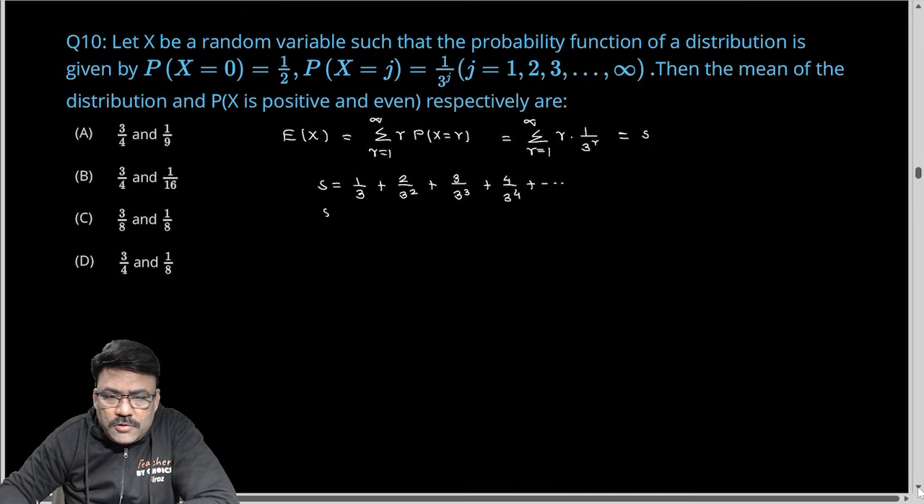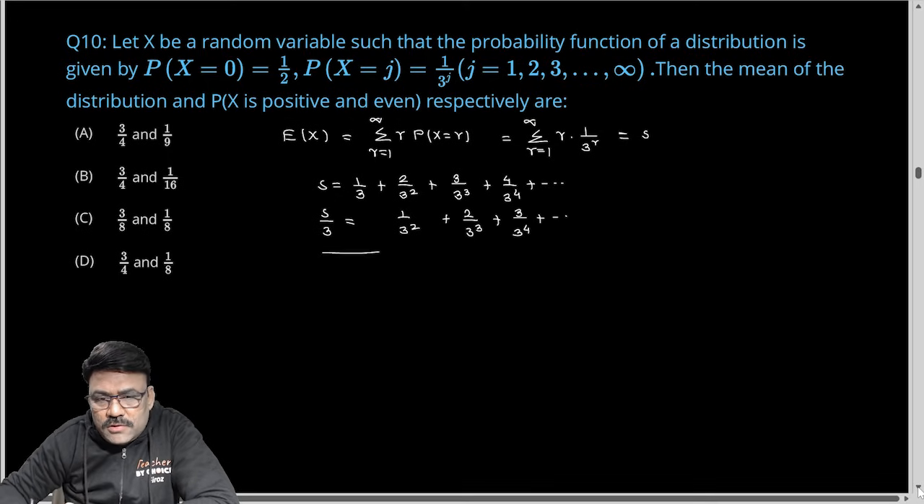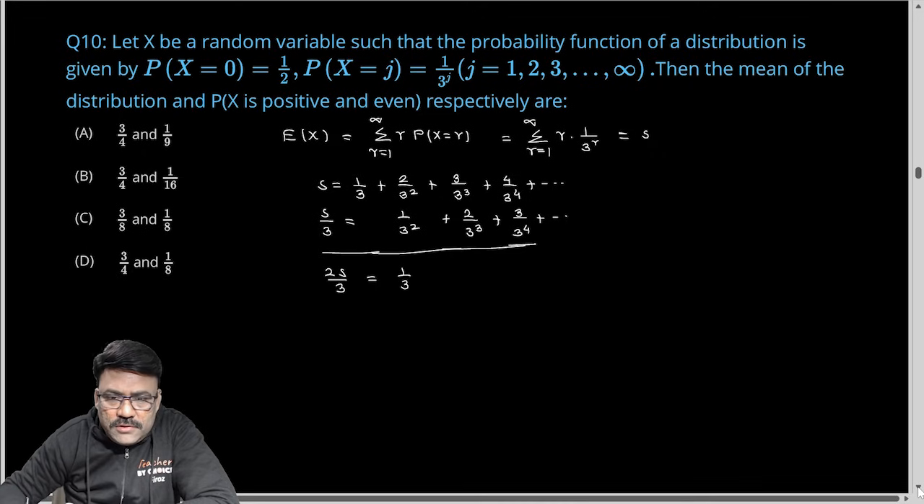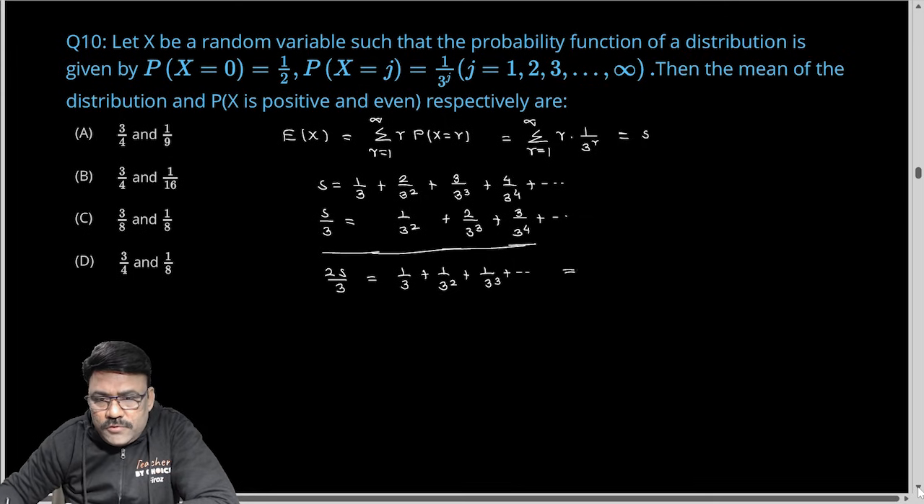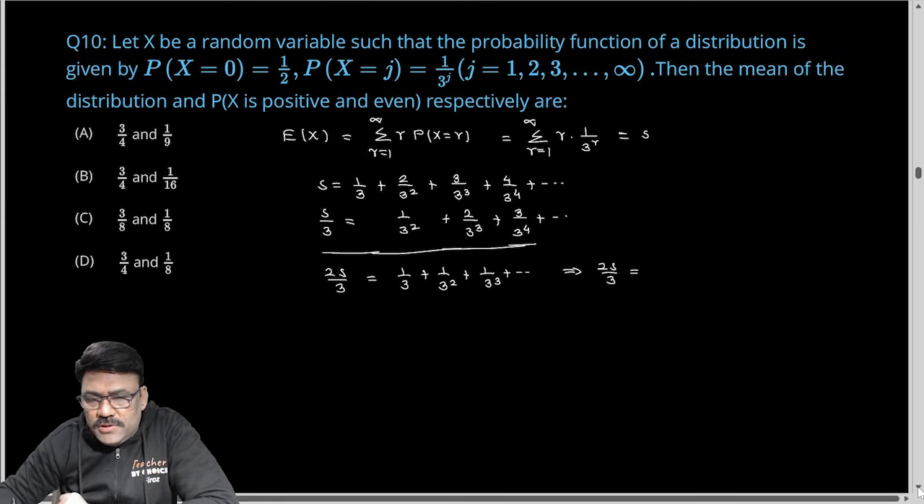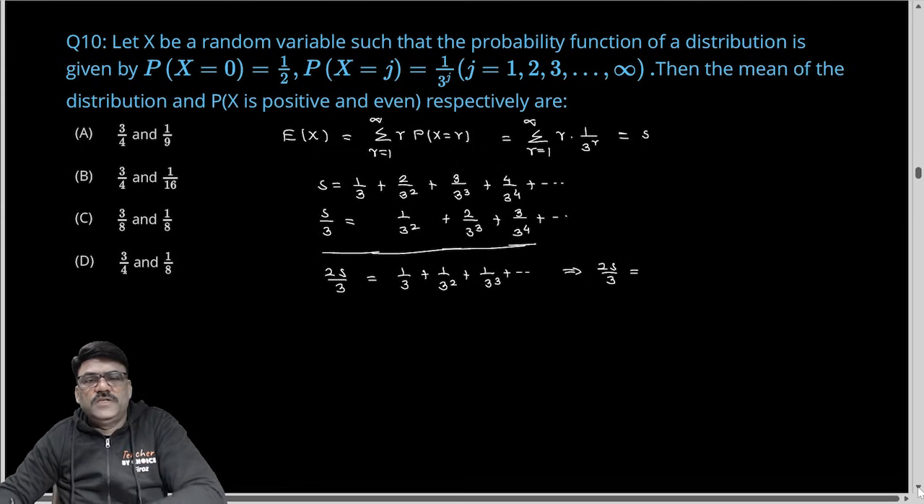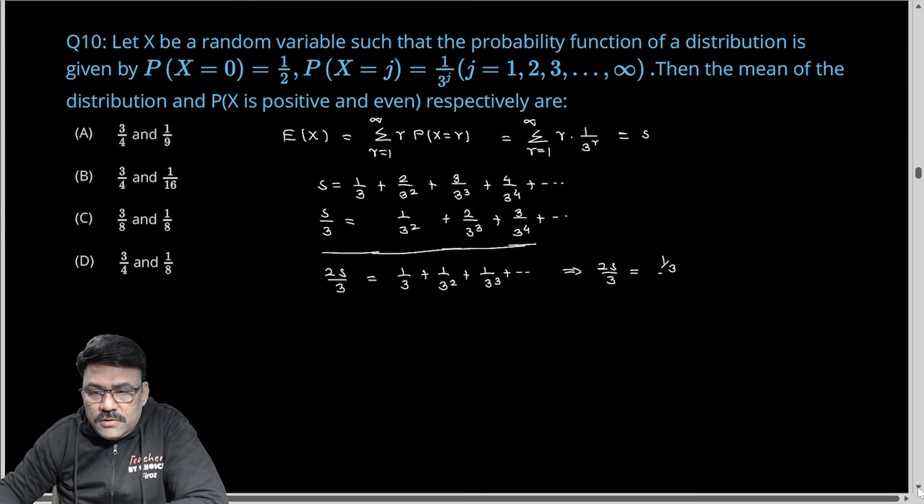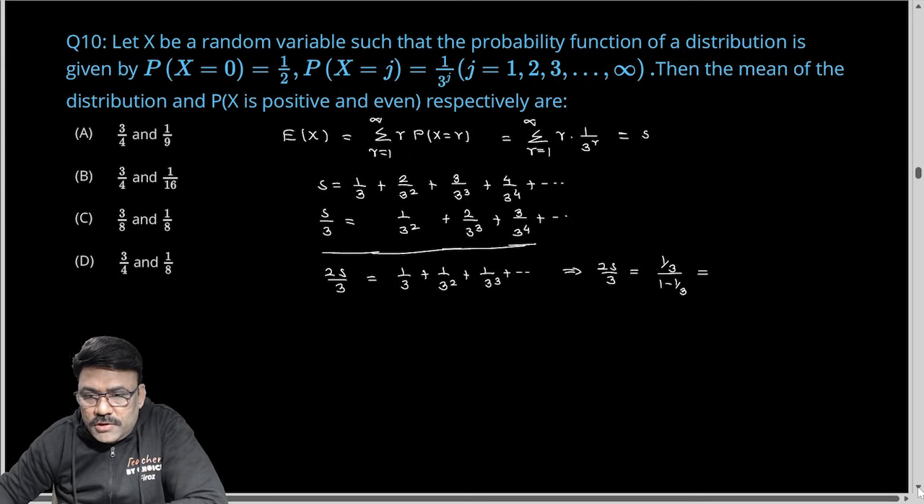Now if I multiply both sides by the common ratio of the GP, that is 1 by 3, I get S by 3 equals 1 by 3 square plus 2 by 3 cube plus 3 by 3 raised to 4, up to infinity. Now if I subtract, S minus S by 3 is 2S by 3. And on the right side, you get 1 by 3 plus 1 by 3 square plus 1 by 3 cube, up to infinity. The right side is an infinite GP with first term 1 by 3 and common ratio 1 by 3. The sum of an infinite GP is a over 1 minus r. The first term is 1 by 3, and 1 minus the common ratio is 2 by 3. So 2S by 3 equals (1 by 3) over (2 by 3), which is half. So this gives S equal to 3 by 4.